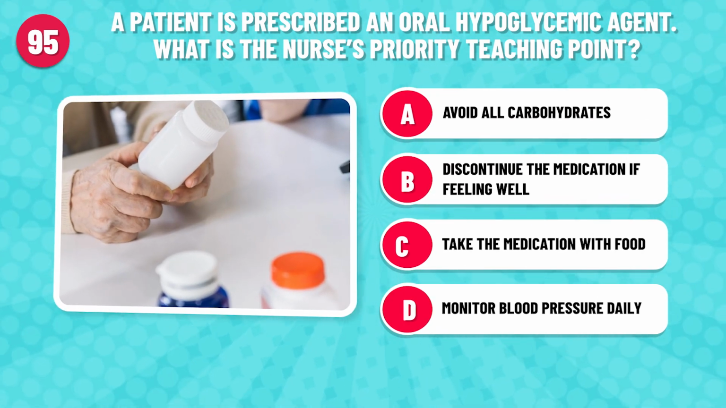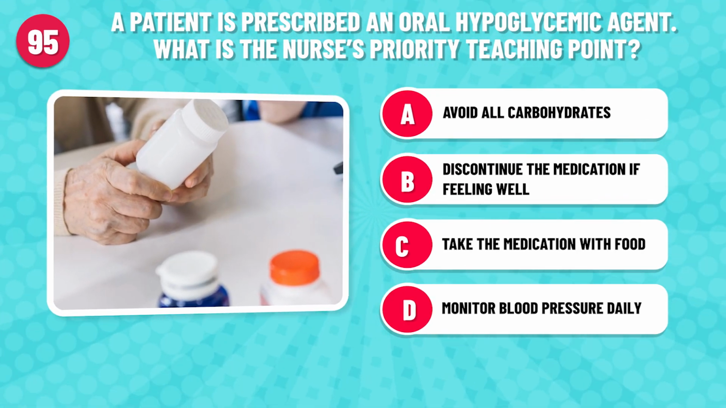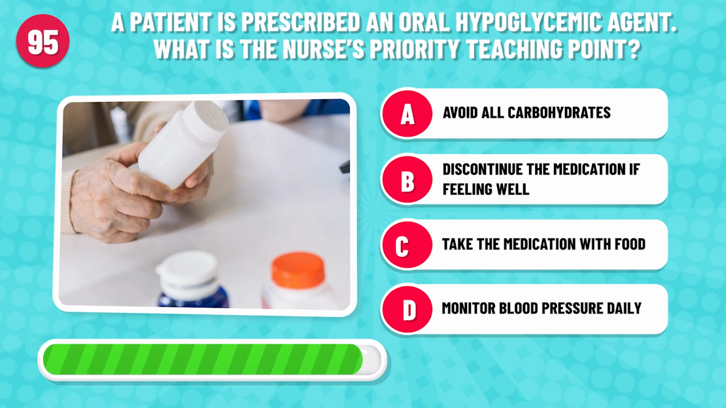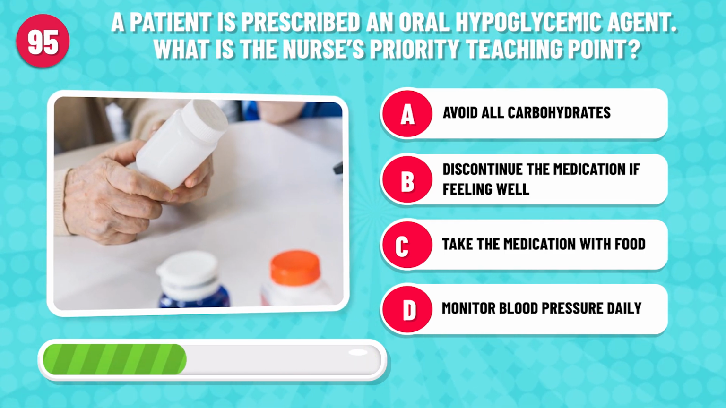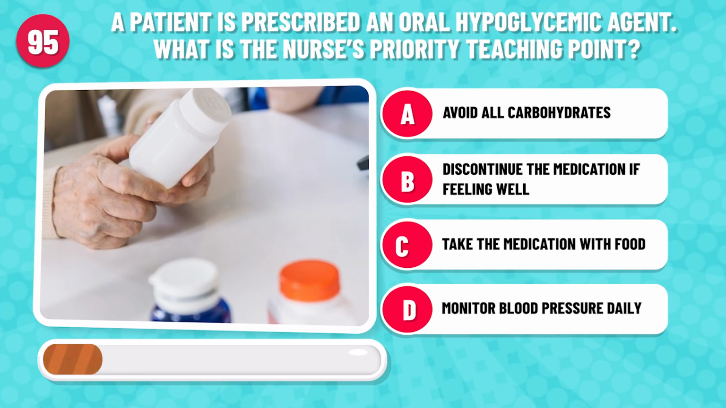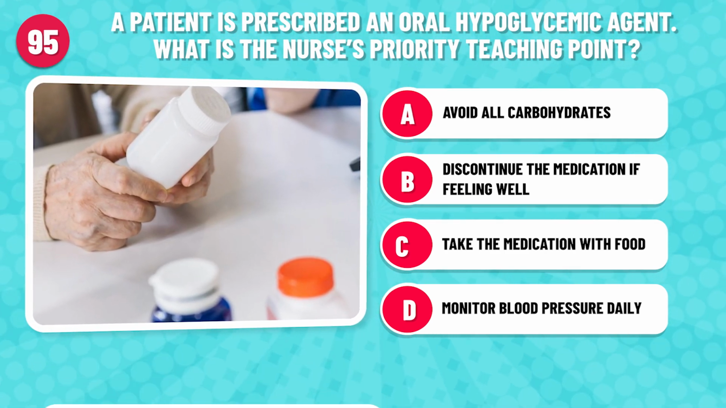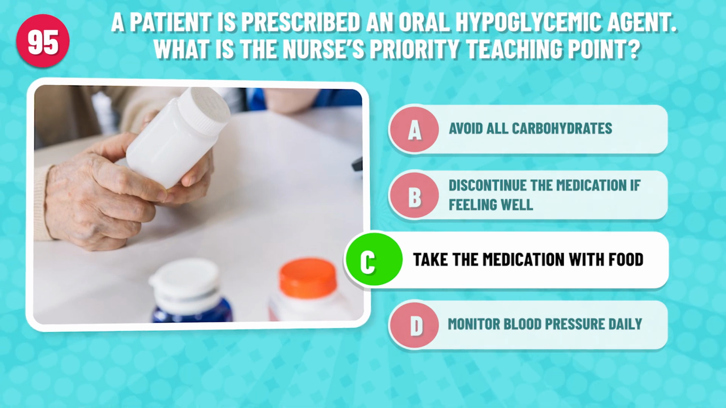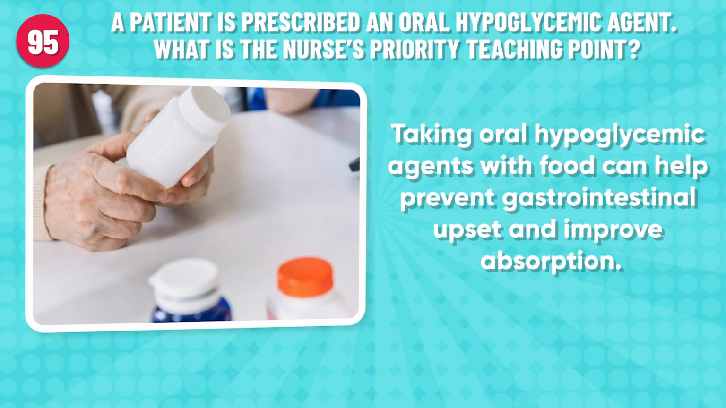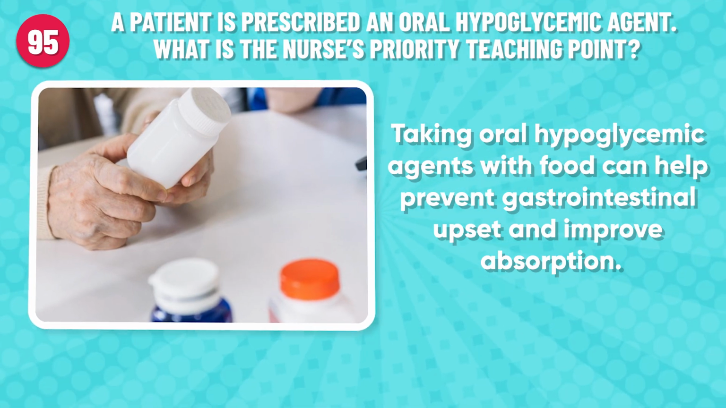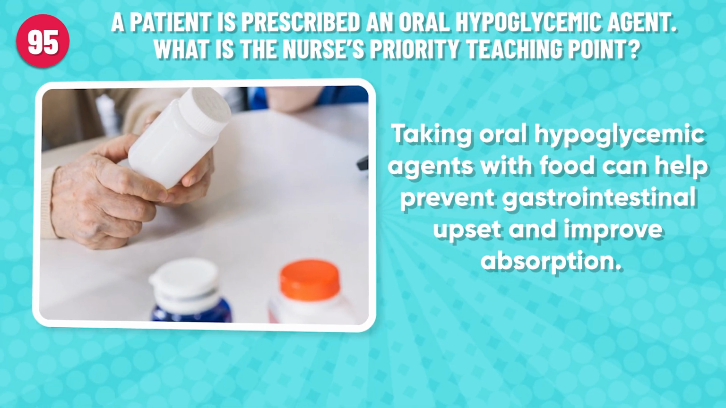A patient is prescribed an oral hypoglycemic agent. What is the nurse's priority teaching point? It's C. Take the medication with food. Taking oral hypoglycemic agents with food can help prevent gastrointestinal upset and improve absorption.